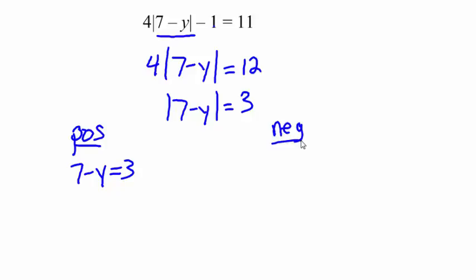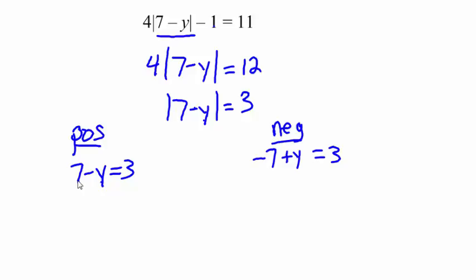The negative branch is going to be the branch where you switch the signs of the terms in the bars. So your positive 7 becomes a negative 7. You subtract y becomes a plus y. Don't mess with the 3. And then you just solve each of these like any other equation.